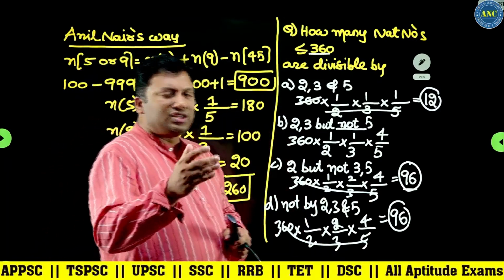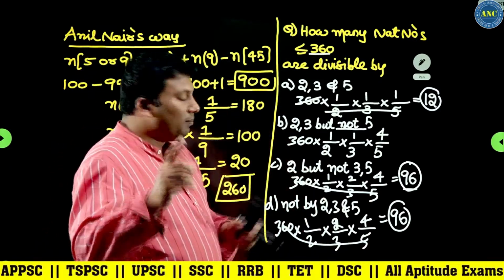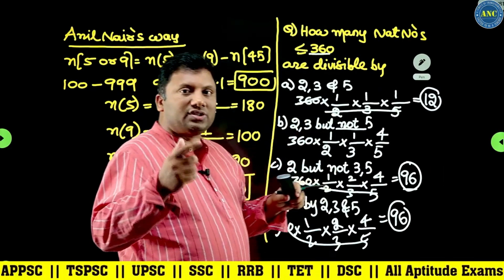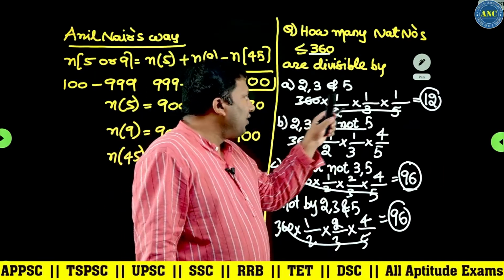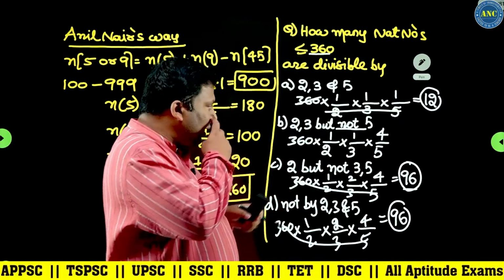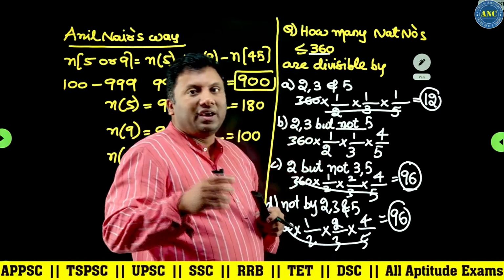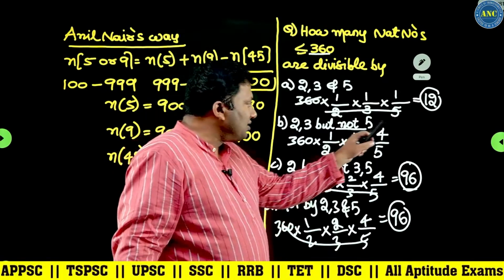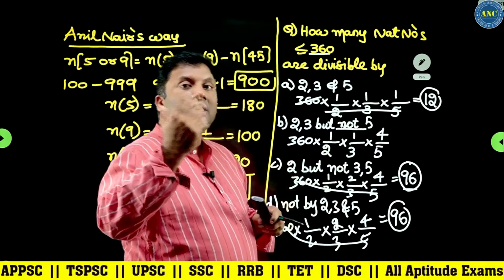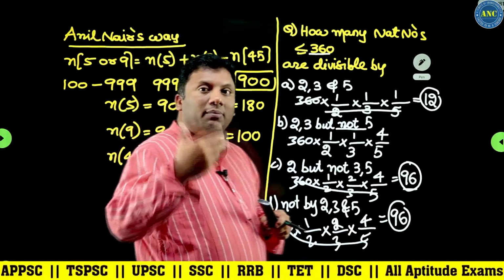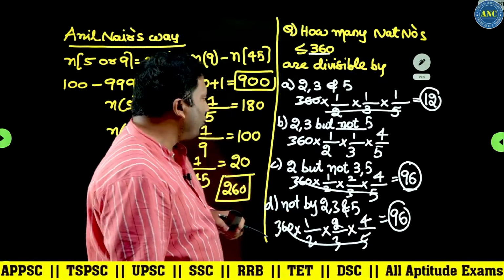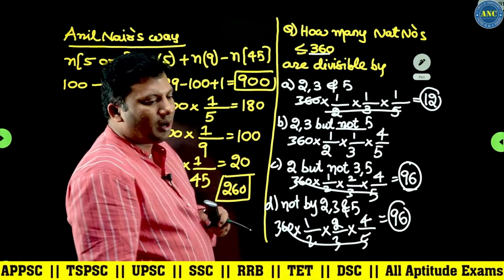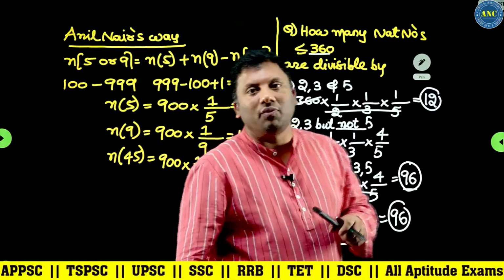For every 360 numbers, for every 2 numbers, one is divisible; for every 3 numbers, one is divisible. For every 5 numbers, one is divisible, but not by 5 means out of 5, 1 is divisible. How many are not divisible? 1 minus 1 by 5, which is 4 by 5. This is how you should solve this kind of problem without even using a Venn diagram.